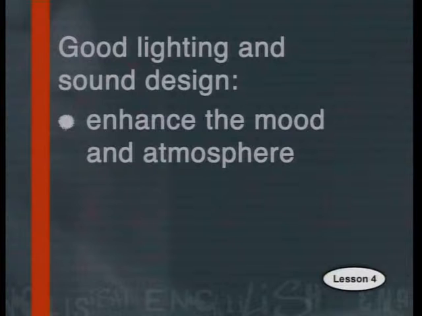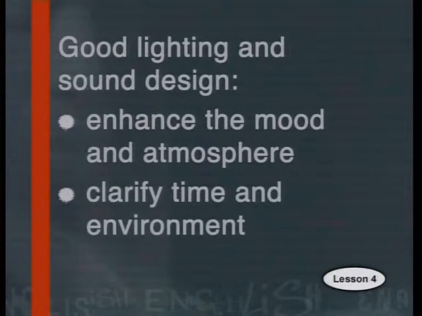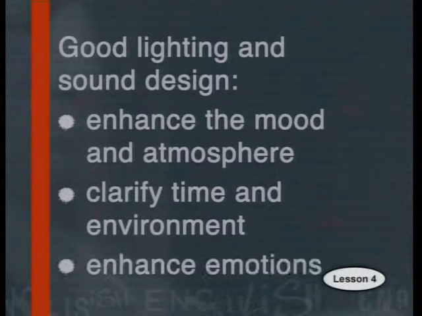So, lights and sound are key elements in bringing a play to life. Let's recap the role that they play so that you can look out for them in other plays. Good lighting and sound design enhance the mood and atmosphere of the play, clarify the time and environment of the context, and also enhance the emotions of the characters.